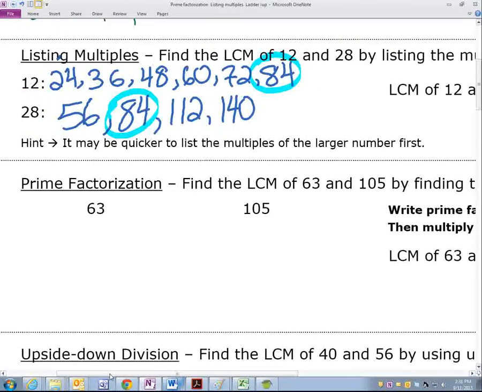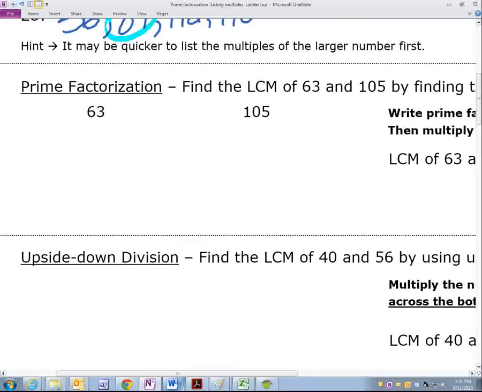Prime factorization is my favorite way. Well, my second favorite way. My favorite way is the ladder, or the box or ladder method. My second favorite way is prime factorization. For LCM, this is by far my least favorite.